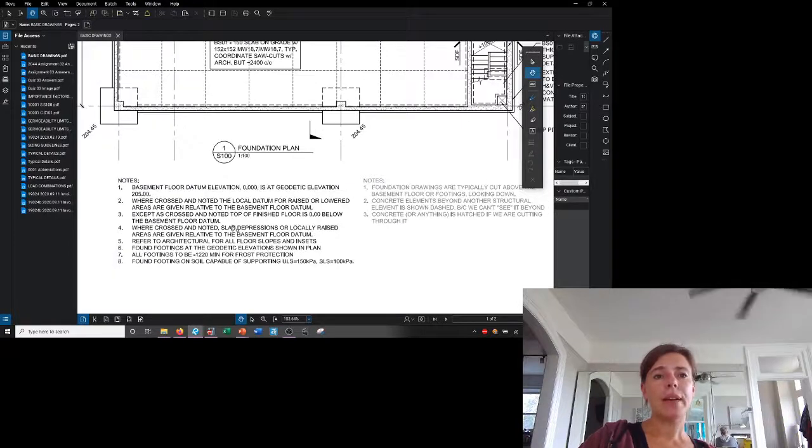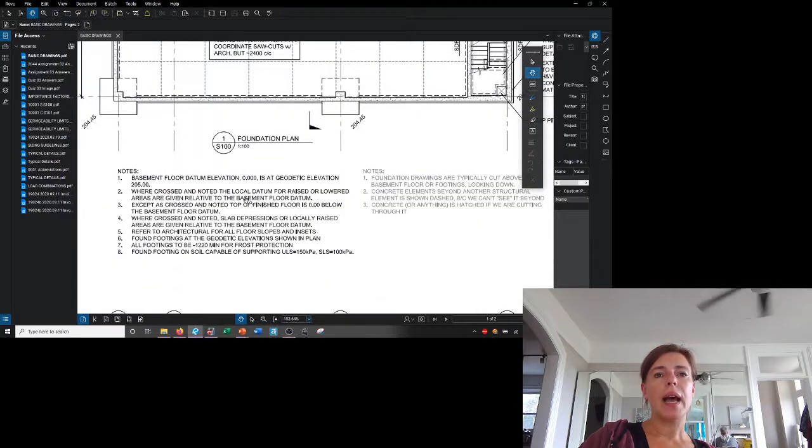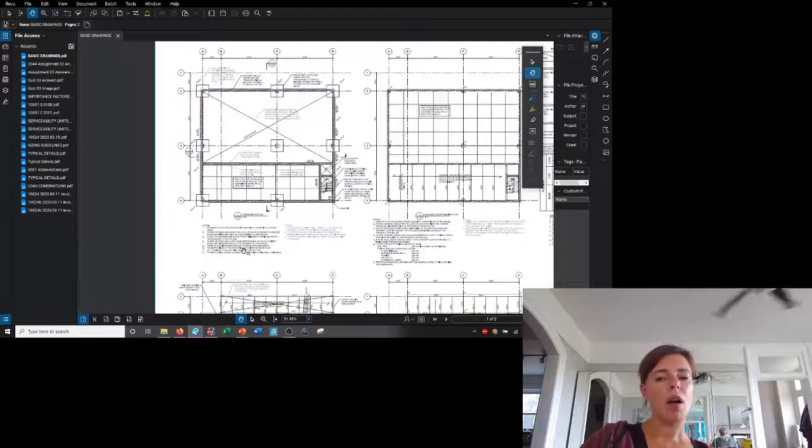We've got some notes under plan here, talking about what our geodetic elevation is. It's saying that the cross denoted local datum is for raised or lowered areas. It says that anything that is cross denoted is relevant to that or referenced from that. Found footings at the geodetic elevation shown in plan. So these are those geodetic elevations that I was talking about, the underside of footing that I have to fix for a few. It says all footings to be 1.22 meters min for frost protection. So about 4 feet below grade for frost protection. And then it says found all footings on soil capable of supporting ULS of 150, SLS of 100. And we'll talk more about that later in the term.